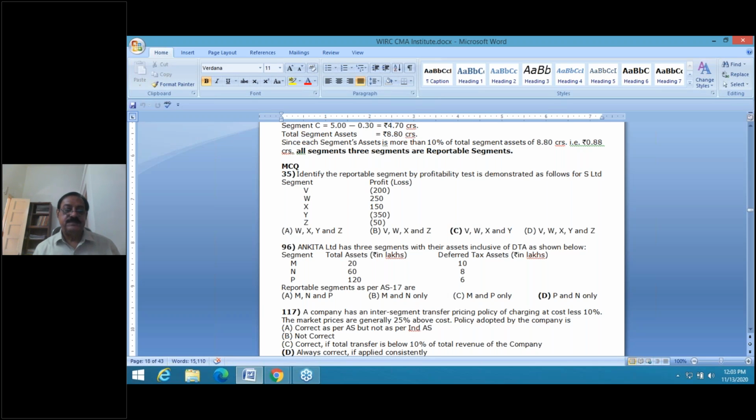Chalo, next question. Here deferred tax assets are given, so you have to deduct deferred tax assets and then compare. So 20 minus 10 is 10, 60 minus 8 is 52, 120 minus 6 is 114. Okay, total of the assets 200 minus 24 is 176. So 176, 10% is 17.6. So only these two, M and P, will come under this criteria.